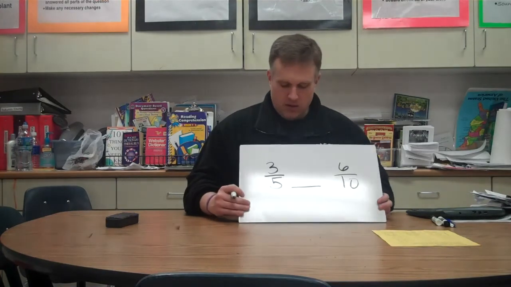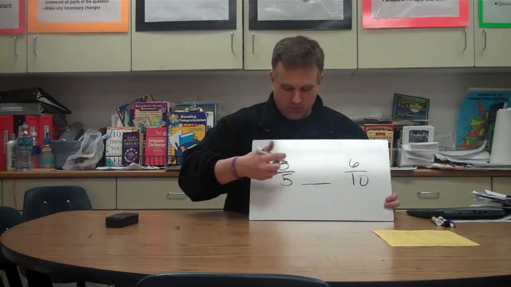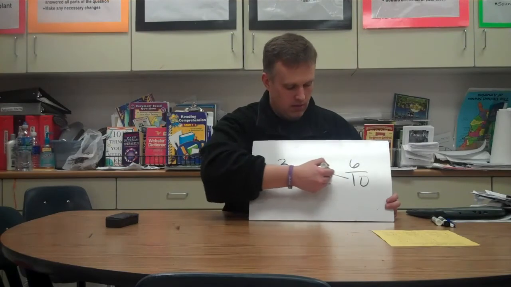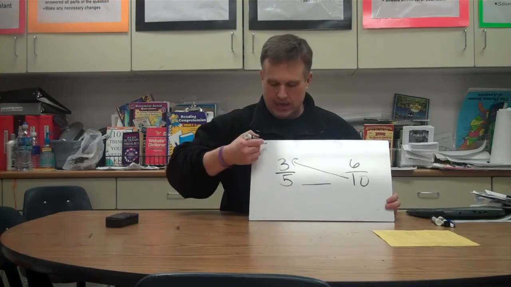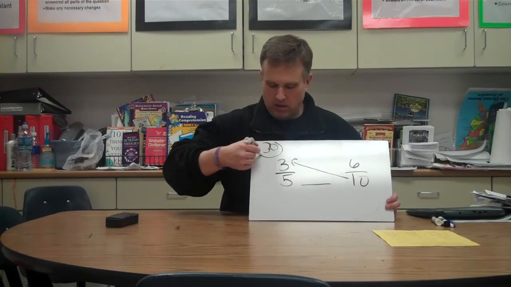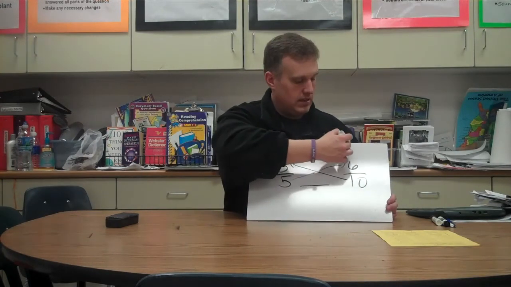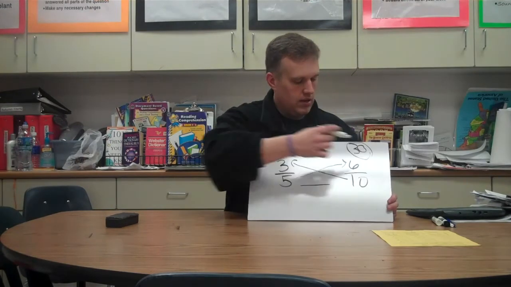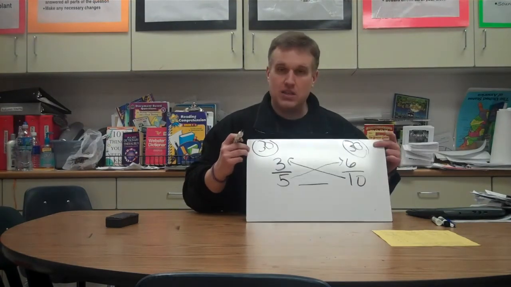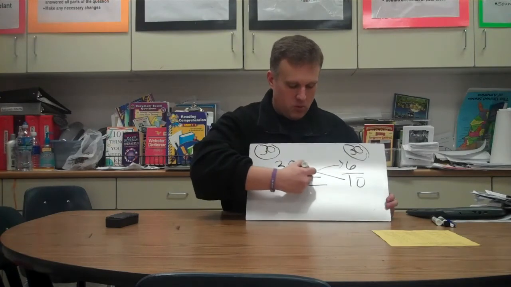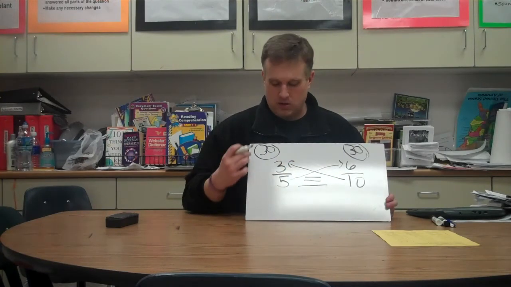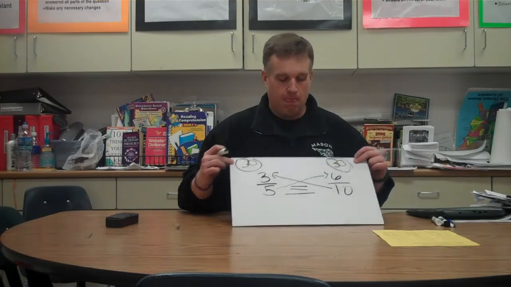Okay? Let's look at number 3. We have 3/5 and 6/10. Again, greater than, less than, or equal to. We're going to start by cross multiplying. 10 times 3 is 30. And then I do the other side. 5 times 6 is 30. So when I compare the two numbers, they are the same. So in this case, I'm going to put the equal sign in the middle, because these two are equal to each other.